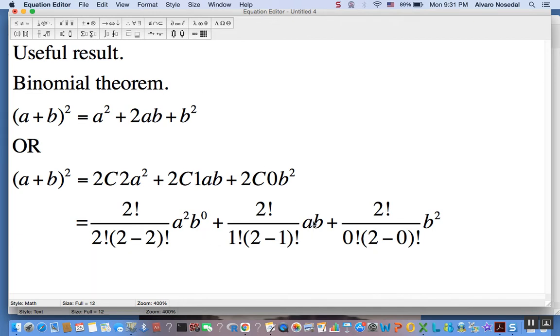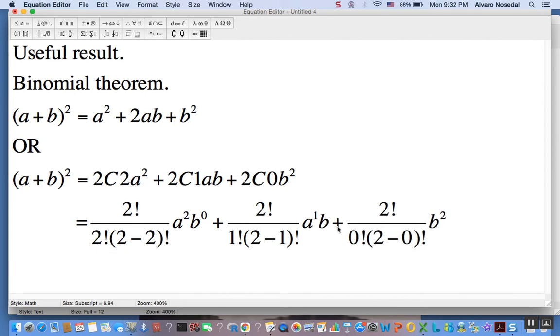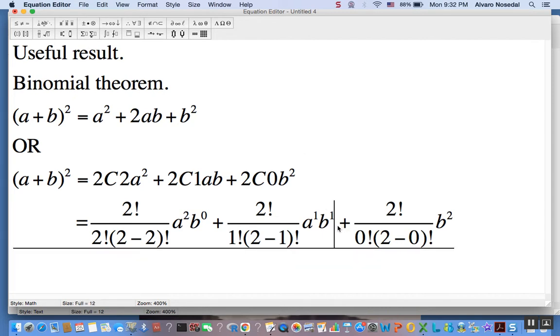Here, just to underline the relationship that we have, a times b is the same as a to the power of 1, b to the power of 1, and this is the same as a to the power of 0 times b squared. You guys agree?